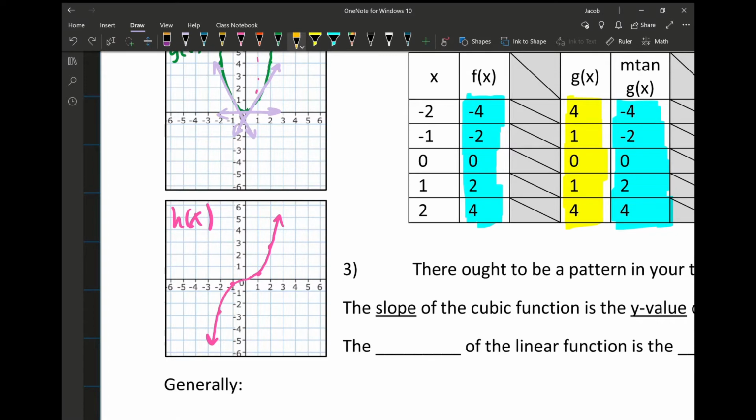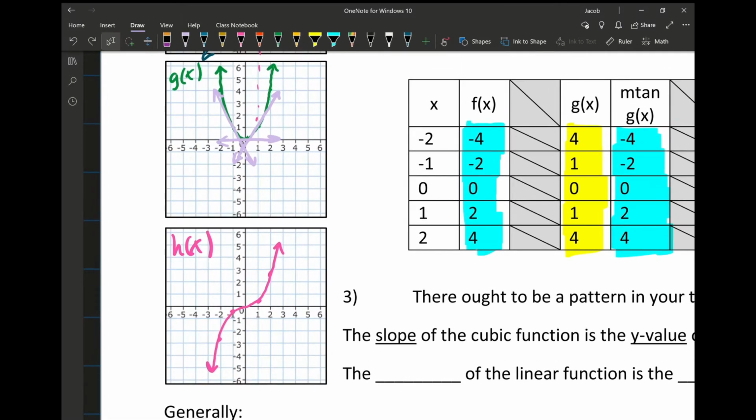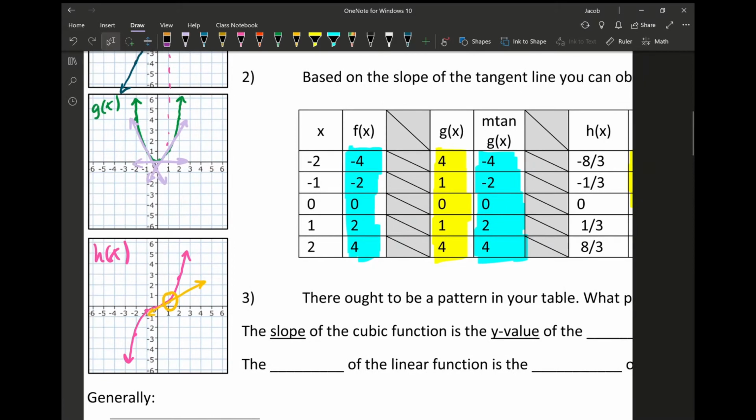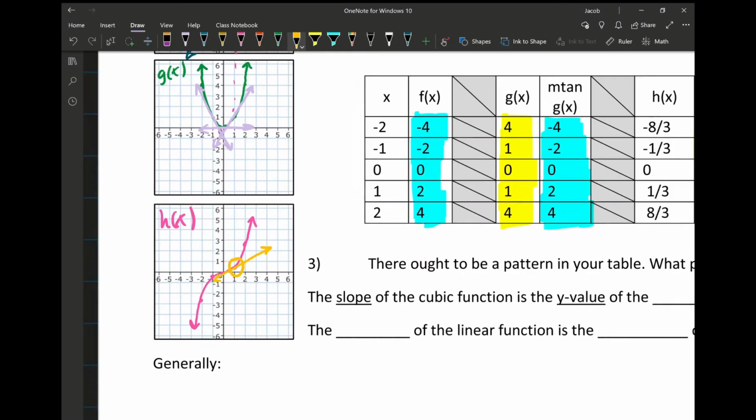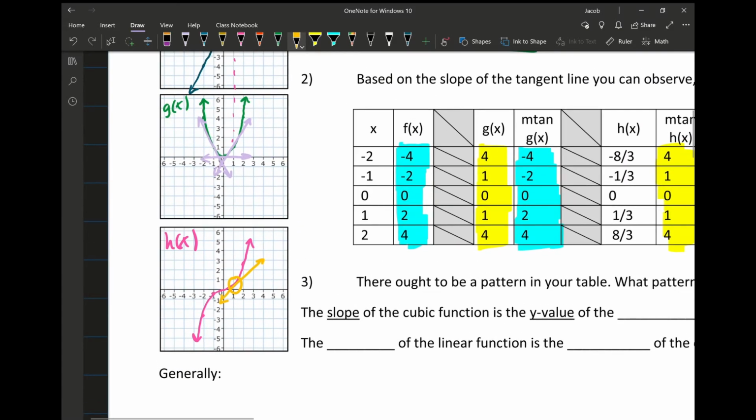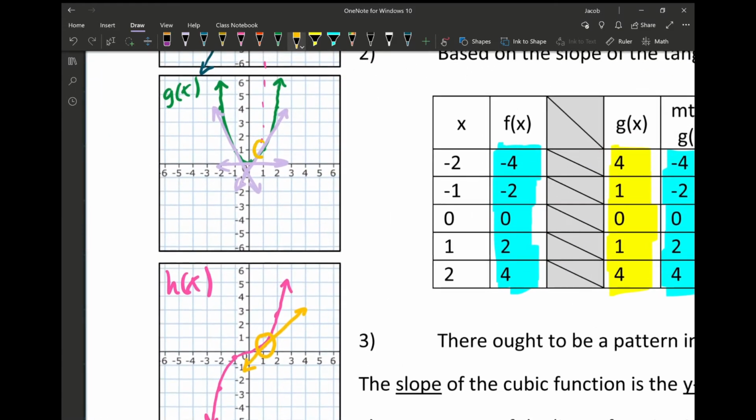And we could say similar things about h of x and g of x. If we were to look at the slope at 1, what's the tangent line slope at 1? I can sketch what that line would look like. We're told that the slope is 1, so maybe my line is a bit off. We're told that the slope is 1, and the y value on g of x is 1.